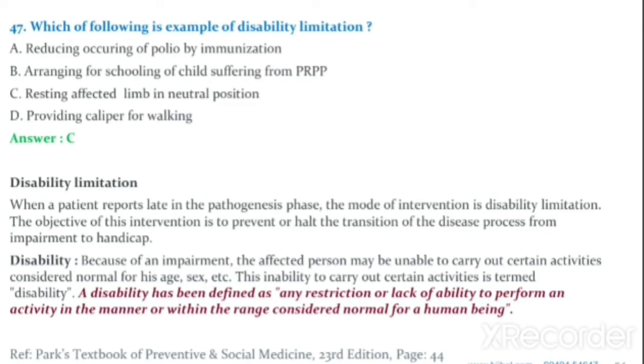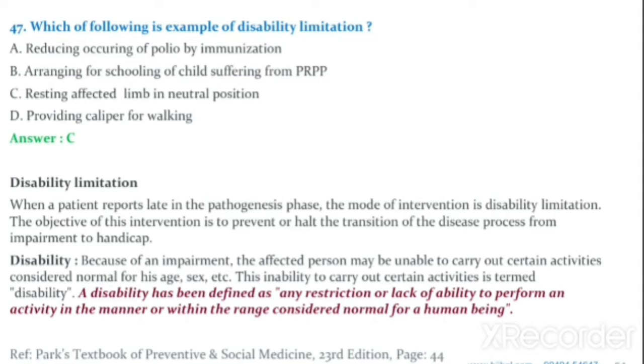Question number 47. Which of the following is an example of disability limitation? Option A, reducing occurrence of polio by immunization; option B, arranging for schooling of child suffering from PRPP; option C, resting affected limb in neutral position; option D, providing caliper for walking. Answer is option C, resting affected limb in neutral position.